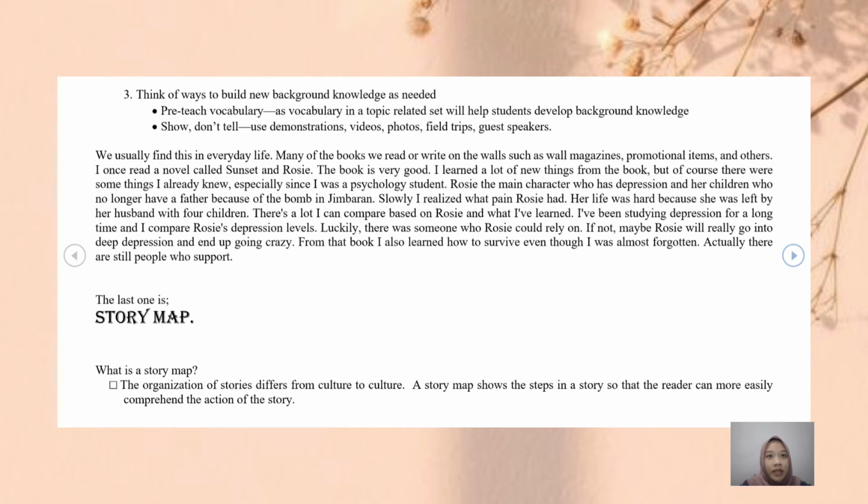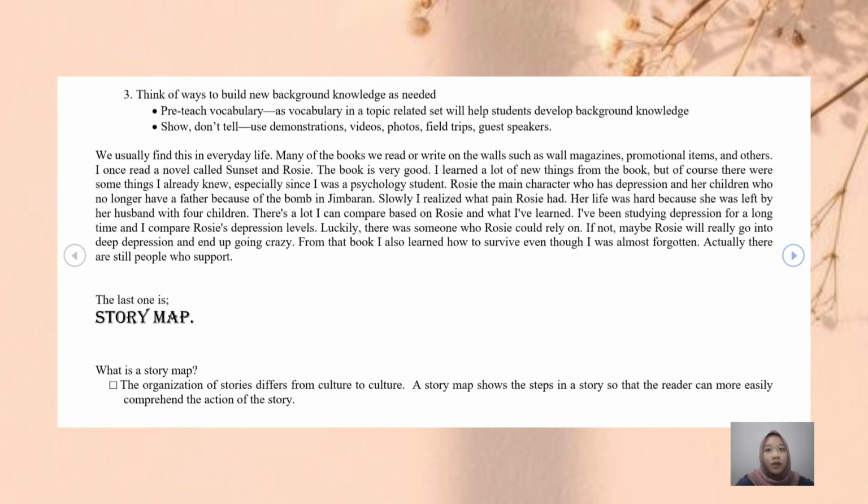3. Think of ways to build new background knowledge as needed. Pre-teach vocabulary, as vocabulary in the topic-related set will help students develop background knowledge. Show, don't tell. Use demonstrations, videos, photos, field trips, or guest speakers. We usually find this in everyday life, in many of the books we read or writing on the walls, such as wall magazines, promotional items, and others.